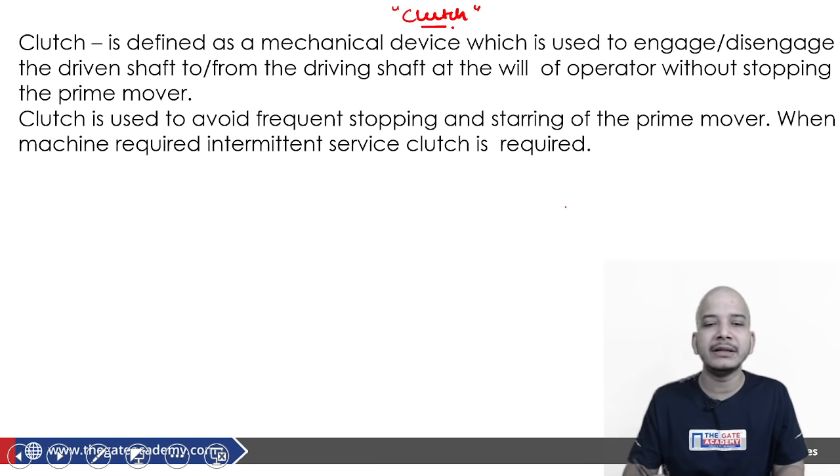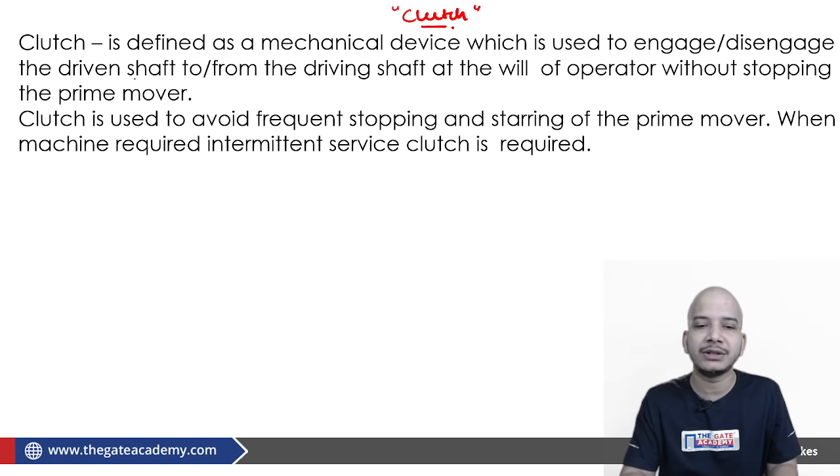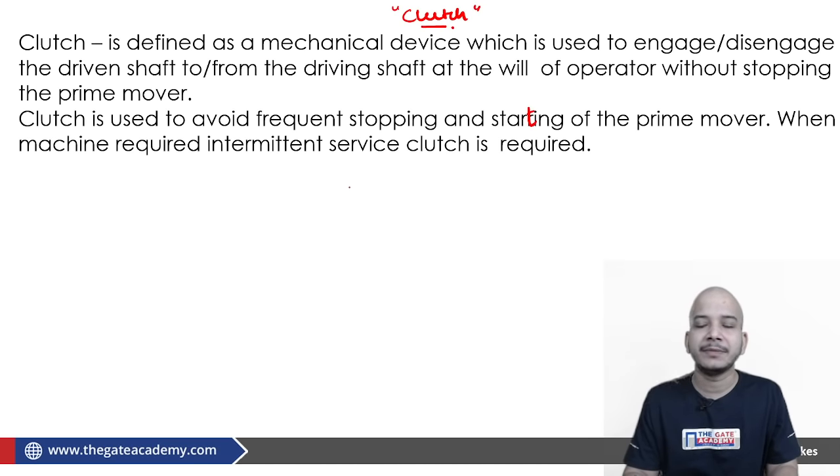Now if I define clutch, then the clutch is defined as a mechanical device which is used to engage and disengage the driven shaft to and from the driving shaft at the will of the operator without stopping the prime mover. The clutch is used to avoid the frequent stopping and starting of the prime mover. When the machine requires intermittent service, a clutch is required.